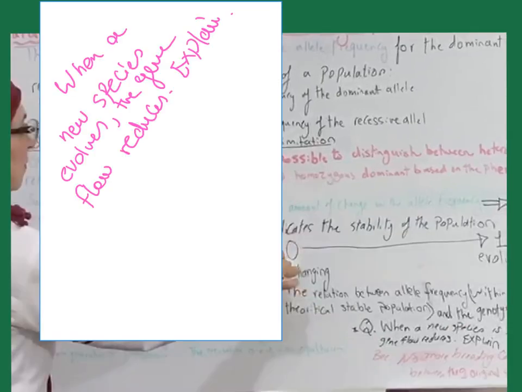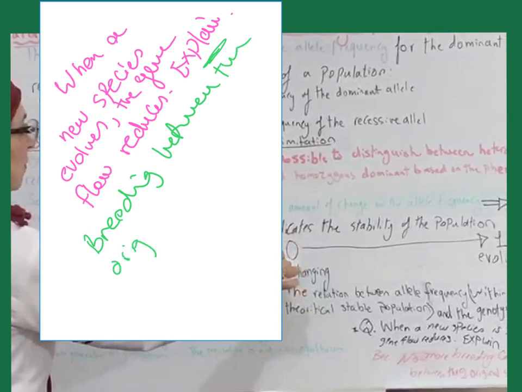Suppose you get a question like this in the exam: when a new species evolves, the gene flow reduces within the population, and you are asked to explain. This is very simply because breeding between the original species is no longer available.